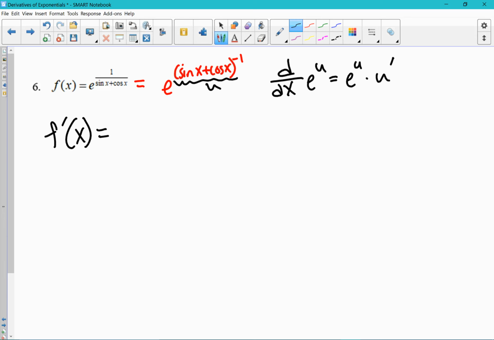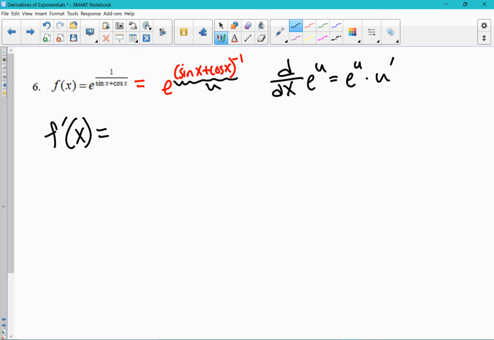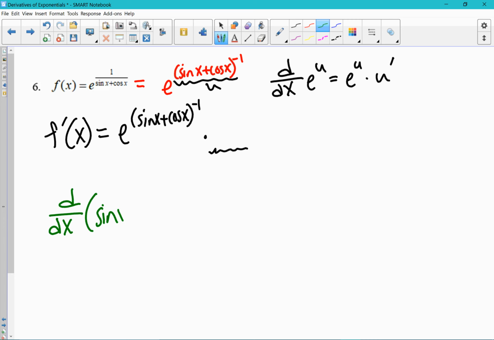Okay, and again, we're going to come off to the side and take that derivative. Anyway, so this will be e to the sine x plus cosine x all to the negative 1. Now, we need to multiply by our u prime right here. So I'm going to come off to the side, like I said. We need to find the derivative of sine x plus cosine x all to the negative 1.